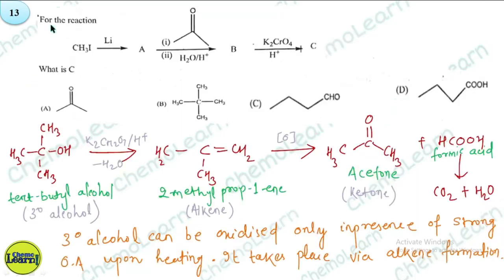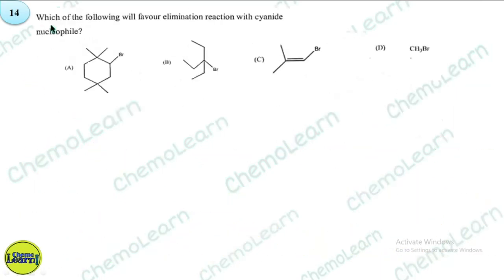Question number 14. Which of the following will favor elimination reaction with cyanide nucleophile? Okay, elimination reaction. So in elimination reaction, there is always formation of one double bond. So option D cannot be our answer because it has only one carbon atom, methyl bromide. So we'll find out among A, B, C.